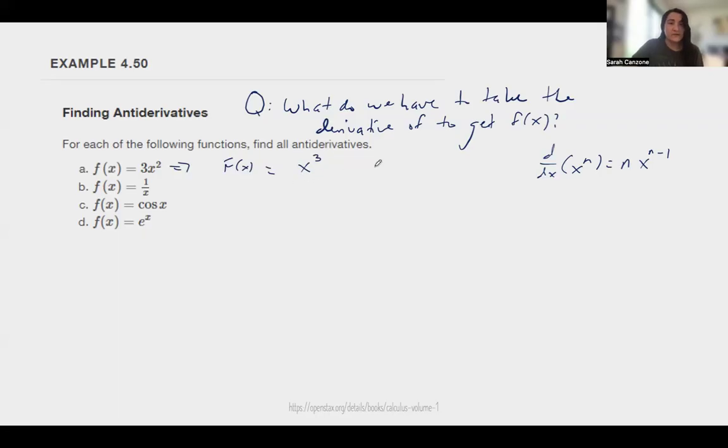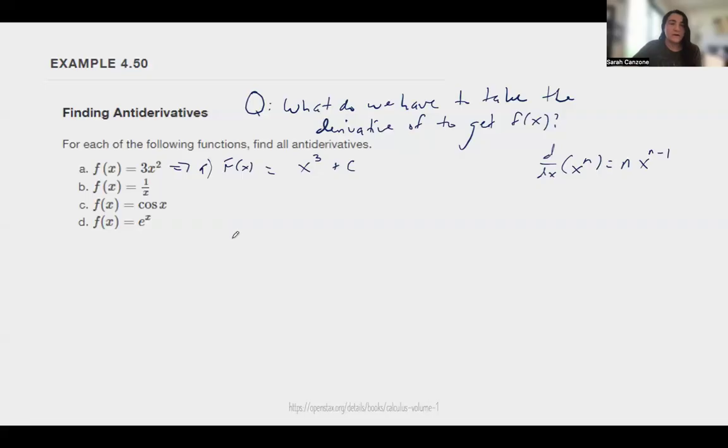What we do have to do, however, is add a plus c, because we don't know if there could be a number being added or subtracted to this. Because if we take the derivative of that, again, it just goes to 0, and that wouldn't be indicated in our derivative function. So this is the most general antiderivative of a. And we were able to do that without using any rules, just by using our reasoning and our knowledge of derivatives.